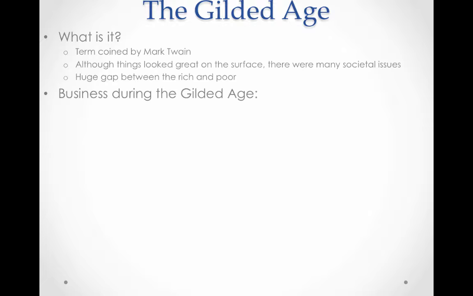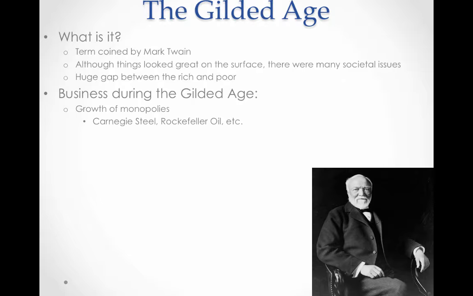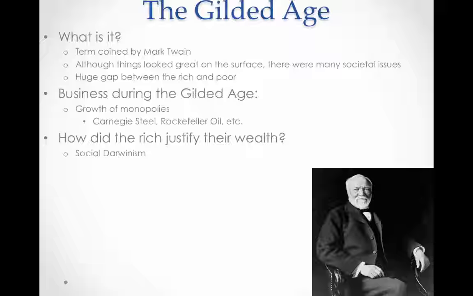So we have some talking about business during the Gilded Age. We have the growth of monopolies, things like Carnegie Steel, Rockefeller Oil, Vanderbilt, and his railroad. So we see businesses gain a lot of power. And one way the rich justified their wealth, people like Carnegie and Rockefeller, was through social Darwinism, or survival of the fittest, the belief that rich people deserve to be rich. And if you were poor, you just need to work a little harder.